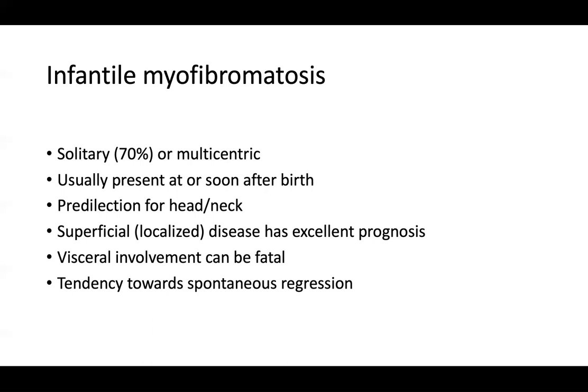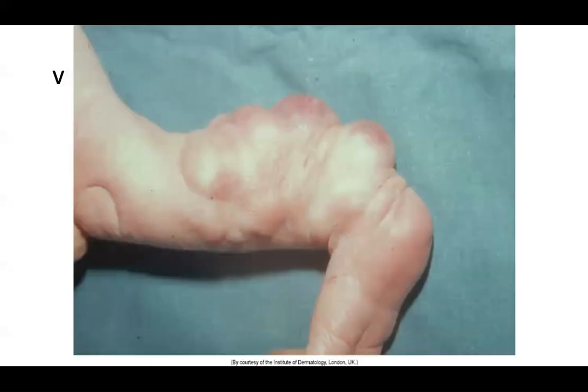You can see superficial localization of the disease, and that has an excellent prognosis. Visceral involvement, however, can be fatal, as would be the case with anything involving the viscera. There is a tendency towards spontaneous regression in many cases. You see these very indurated, almost skin-colored to violaceous to purple nodules and plaques underneath the skin here on a young baby.